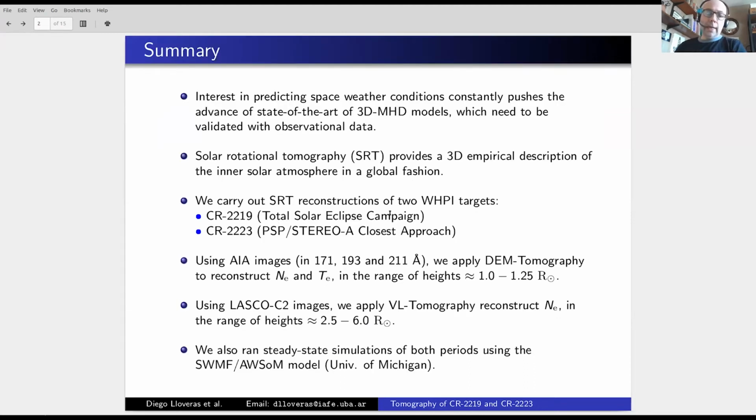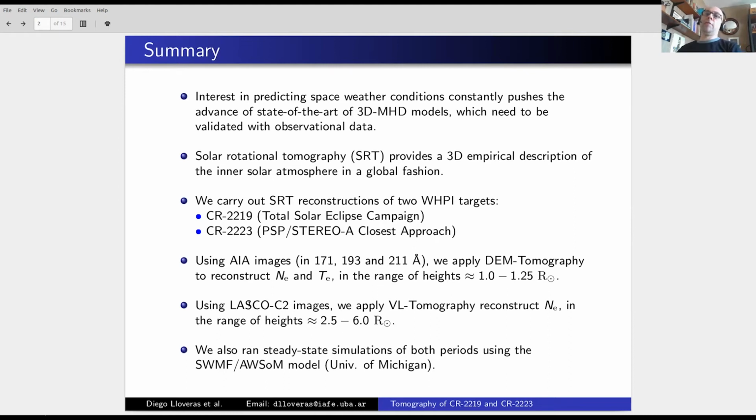As you know, development in 3D MHD models requires validation with data, and we have seen several examples of that today. And in that regard, solar tomography provides validation data for the models at a global scale. And this is what I want to highlight. So like I just said, I'm going to show you very recent results for 2 WHPI targets, namely the Total Solar Eclipse Campaign and the PSP Stereo Closest Approach.